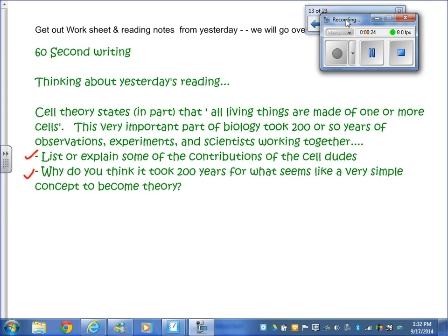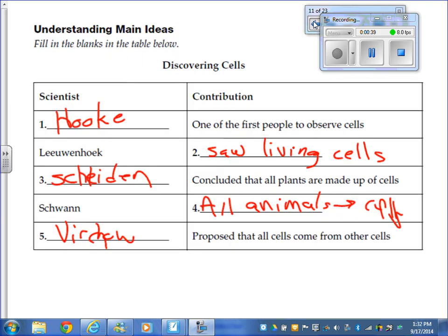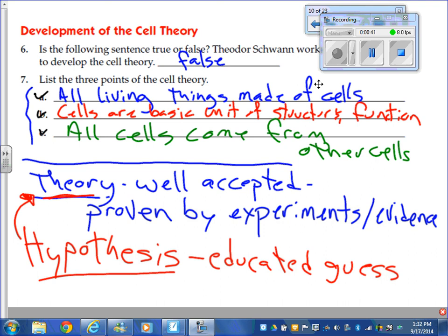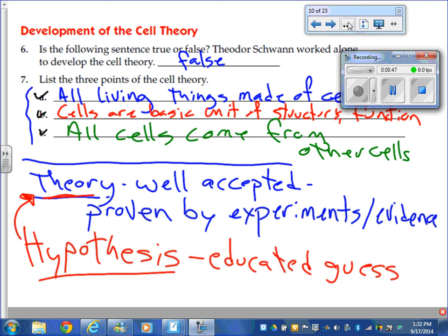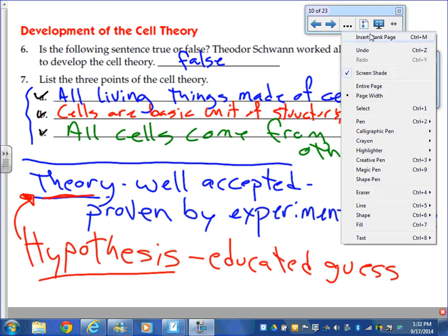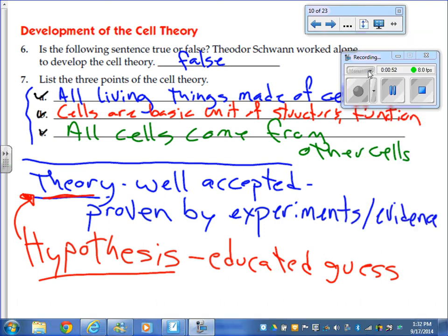So what we're going to do now is we're going to list and explain some of the contributions of the cell dudes, that's the cell scientists, and talk about why it did take 200 years for something that seems so simple and even obvious to us. First of all, let's back up a second to yesterday's worksheet where we talked about what is cell theory. Because before we can actually talk about cell theory, we should probably look and see what it is.